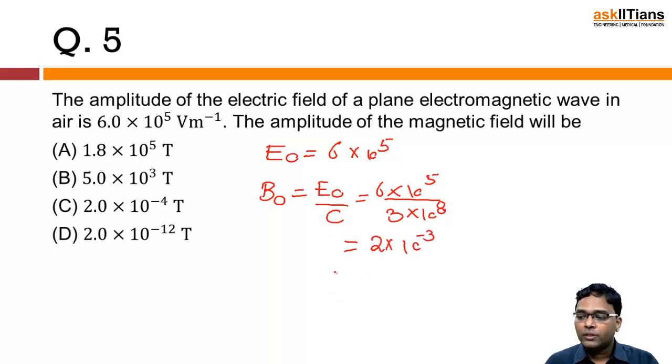So 2 into 10 raised to power minus 3 it is. There seems to be some discrepancy here in the answer. This should have been minus 3. So 2 into 10 raised to power minus 3, that should be the answer. This is the value of the amplitude of the magnetic field. That is option D.